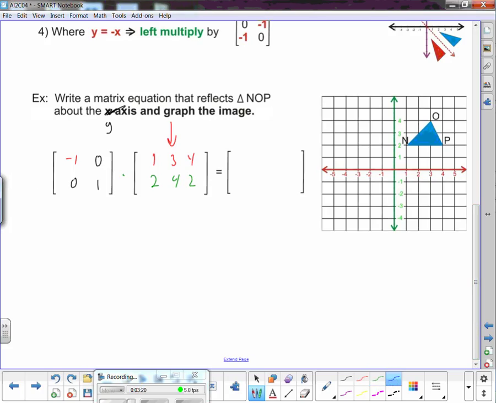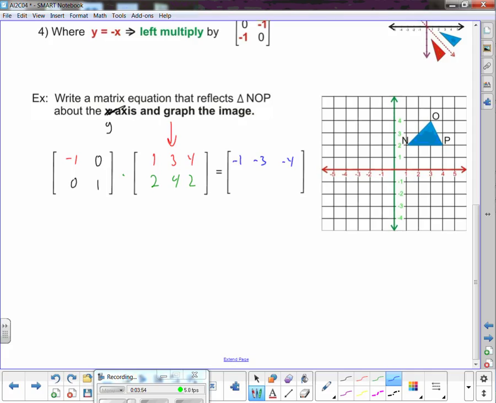Got to do matrix multiplication across and down. I'm going to do most of it in my head. So across the first row and down: -1 times 1 is -1, plus 0, so the first element is -1. Across and down now, the second column: -1 times 3 is -3, 0 times 4 is 0, so you get -3. Across and down the last column: -1 times 4 is -4, and 0 times 2 is 0, so you get -4.